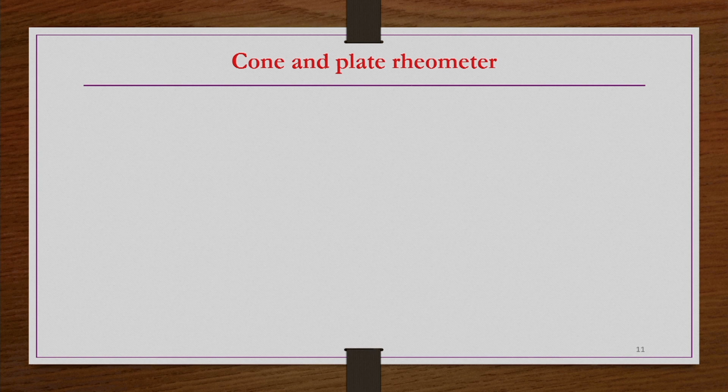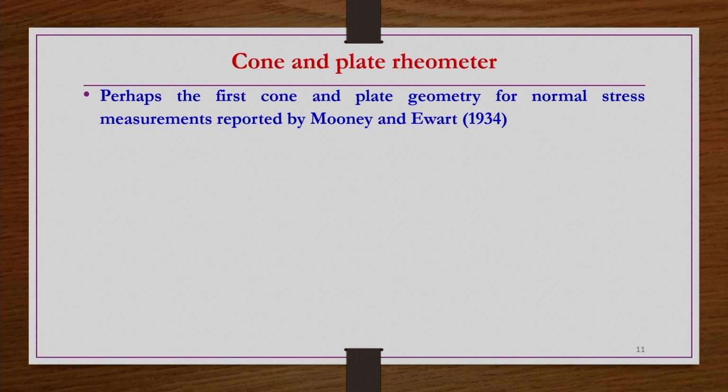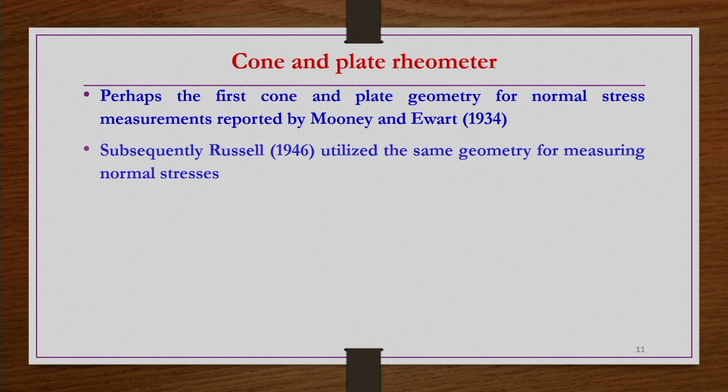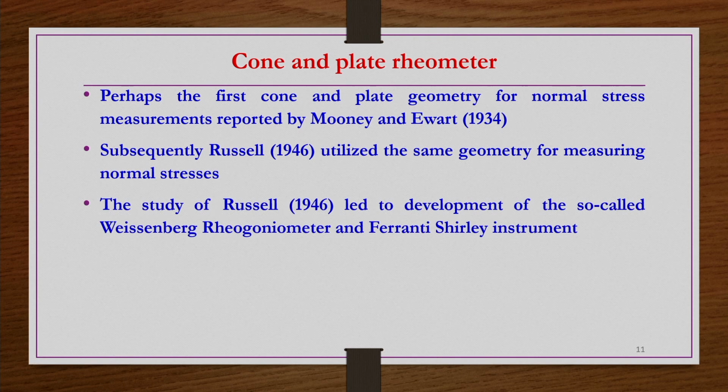Now, we take another geometry, the cone and plate rheometer. Perhaps this is the first geometry used to obtain the normal stress differences for viscoelastic fluids, and that was reported by Mooney and Ewart in 1934. However, this work was extensively carried forward by Russell to measure the normal stresses, and because of Russell's work, the present Weissenberg rheogoniometer, Ferranti-Shirley instruments, etc. have been developed.